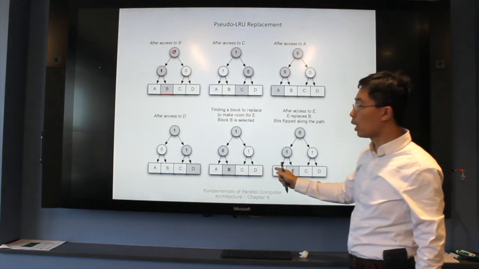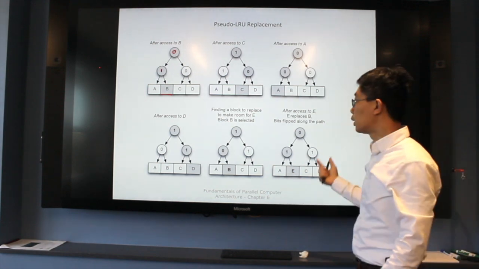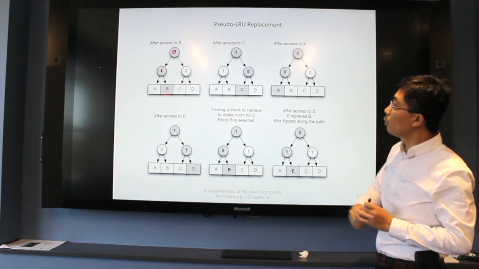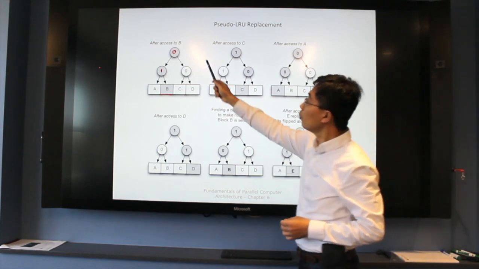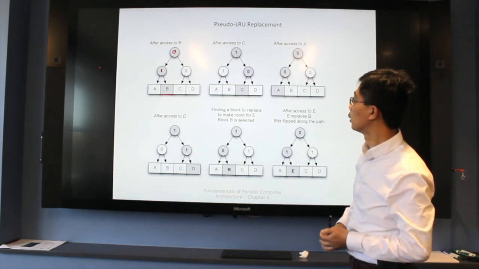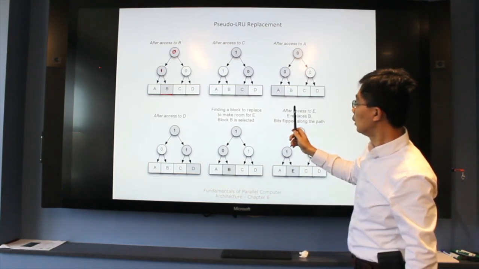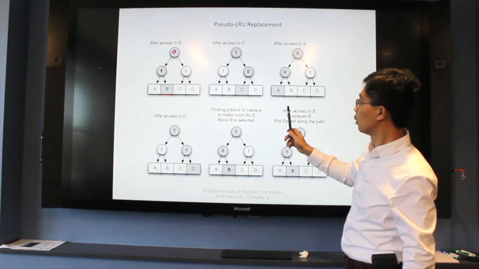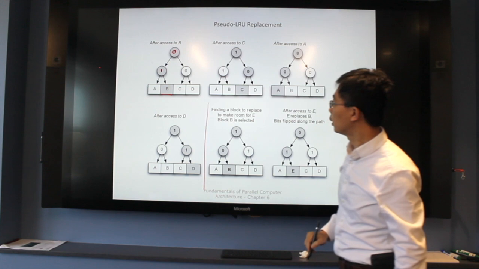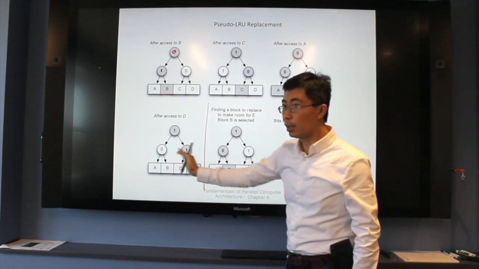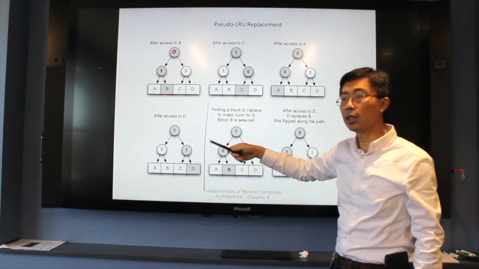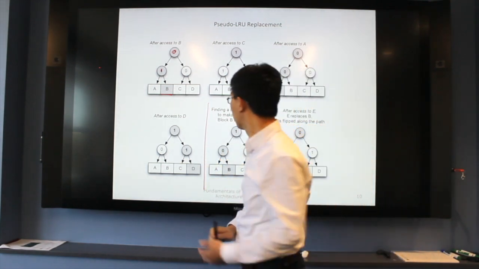Now, suppose that we access E, which is not found in the cache. So now we have to evict something. If we look at the access pattern, the least recently used block is which one? Oh, wait a minute, we were right here. So the access order is B, C, A, D. So the least recently used block is B.